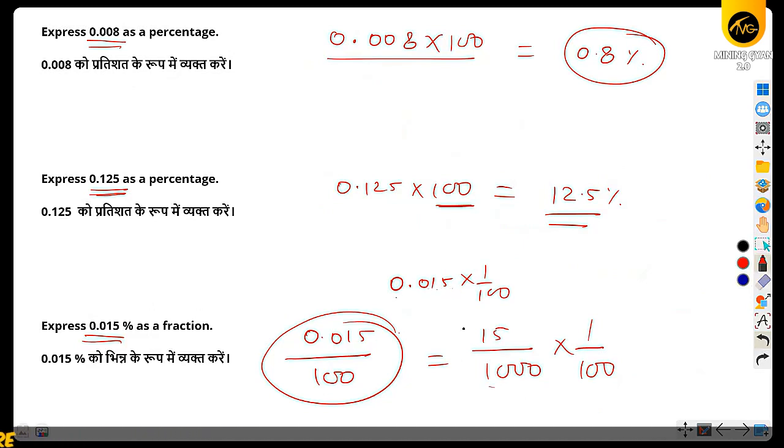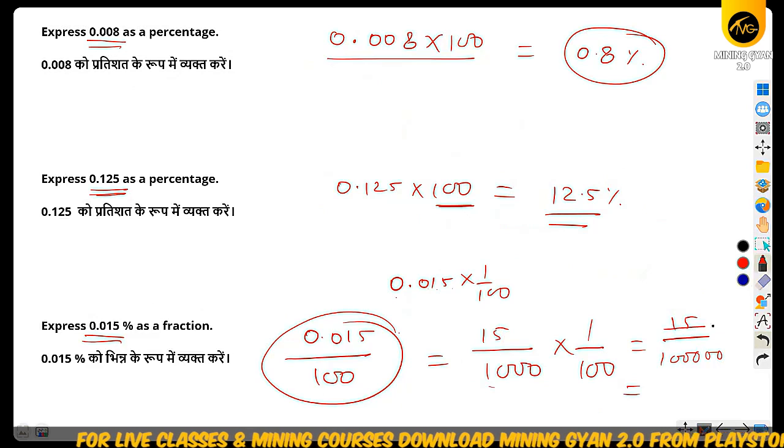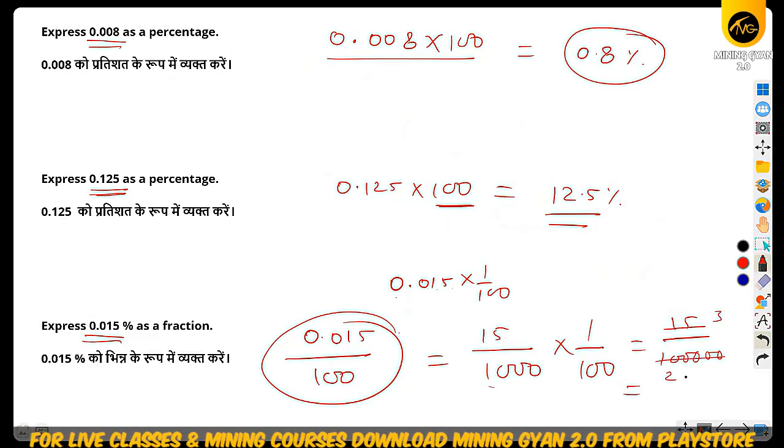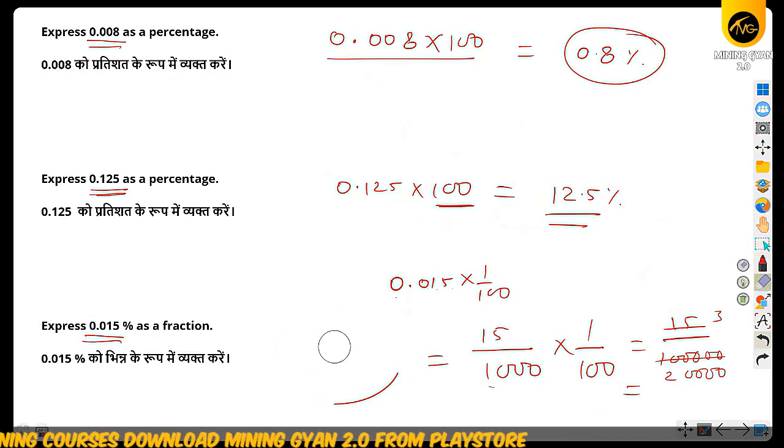1000, that means 15 divided by 1000 into 1 divided by 100, and just multiply this number. 15 divided by, how many zeros are there, 3 and 2. So basically 3 divided by 20,000 is the fractional form of 0.015%. Remove this, otherwise you will get confused.